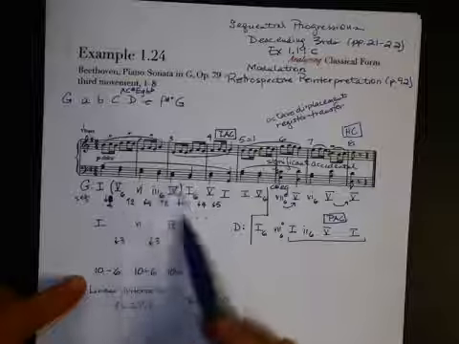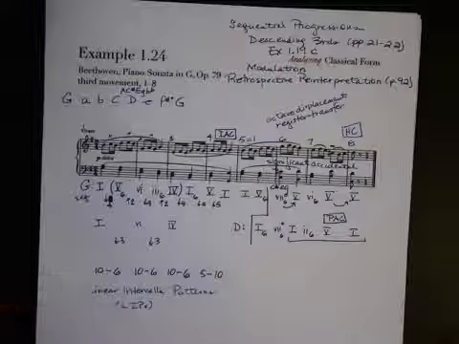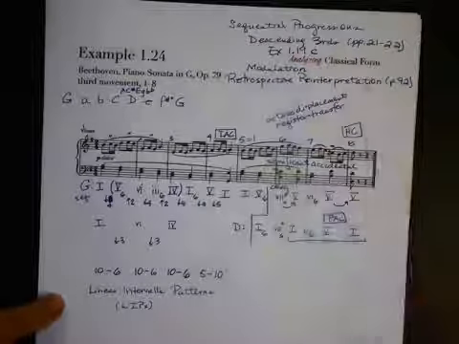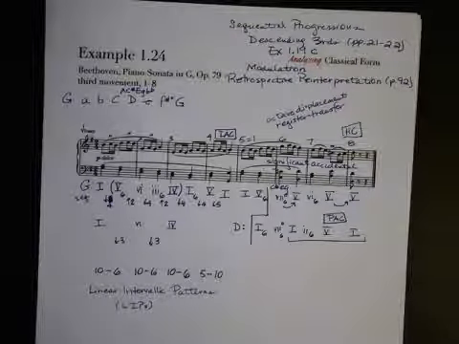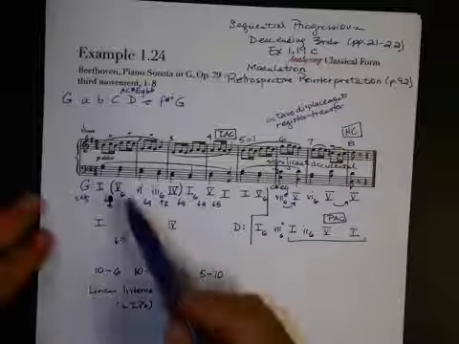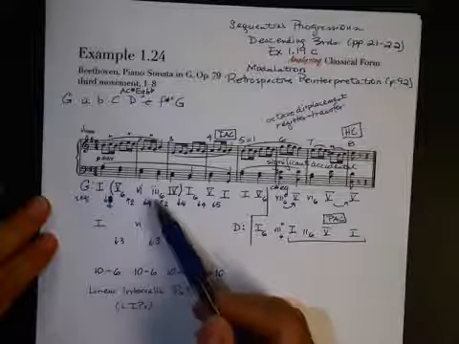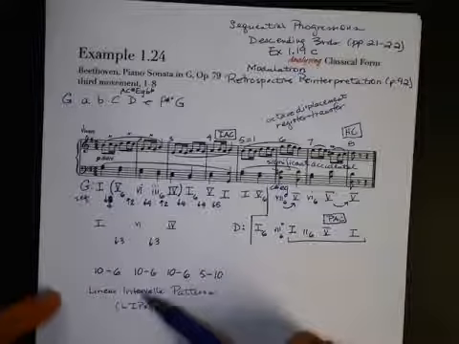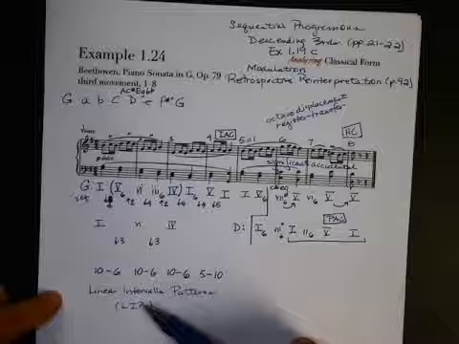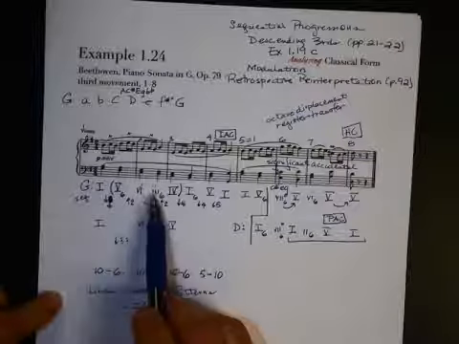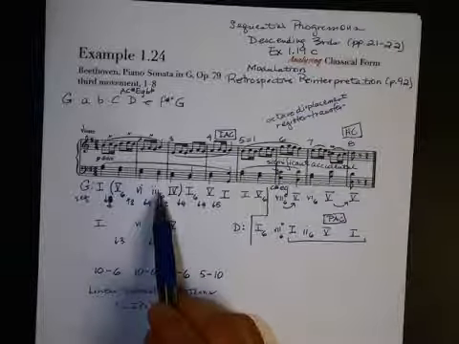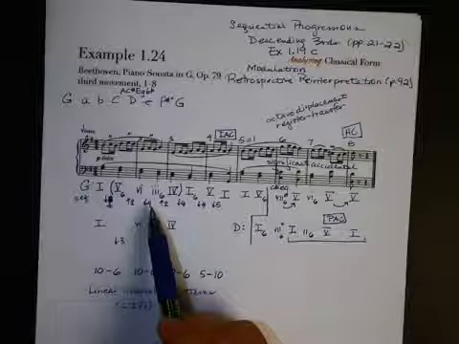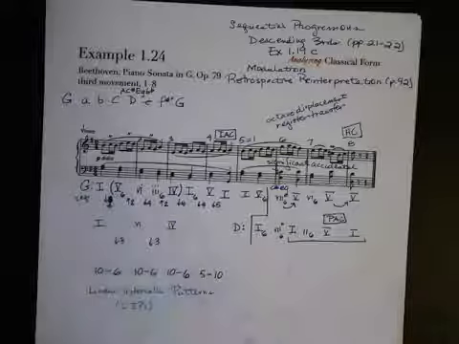And in fact, linear intervallic patterns, sequential progressions, Kaplan mentions this just a little bit, doesn't go into great detail on it. When your Roman numerals start getting a little funky, that's the clue that this might be a sequential progression. It might be a linear intervallic pattern. And of course, in this context, we don't use 3 all that often, the diatonic 3 in a major key. So that is the summary of example 1.24.